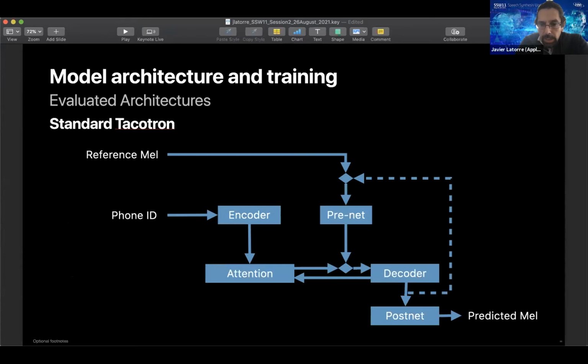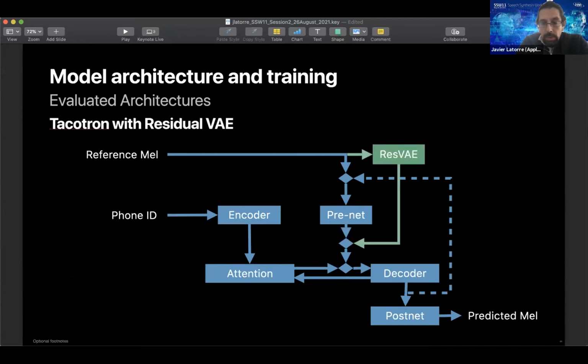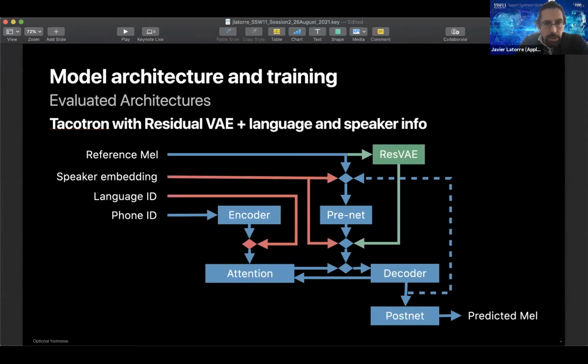So based on that data, we tried 3 different architectures, all based on Tacotron 2. The first one is the standard Tacotron 2, so nothing really to mention about that. On top of that, we tried the suggestion from Google's paper 2 years ago of adding a residual variational autoencoder with a very small dimension. They applied that for multilingual training. And we also added a standard speaker embedding and language ID. So blue plus green, and all together, are the 3 architectures that we consider.